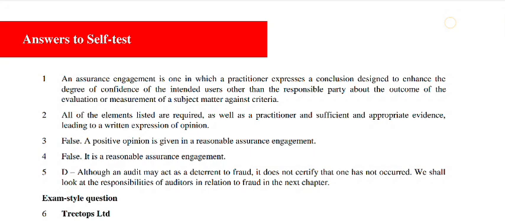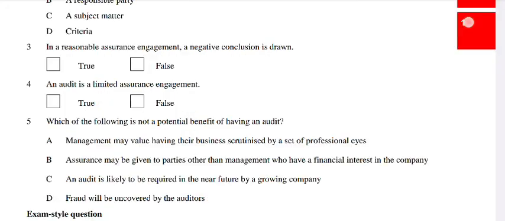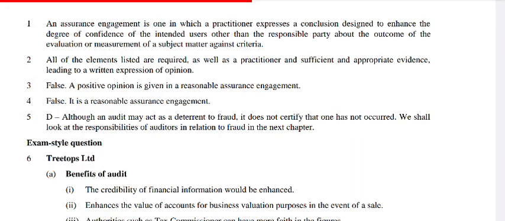Four. An audit is a limited assurance engagement. True, false. False. It is a reasonable assurance engagement.